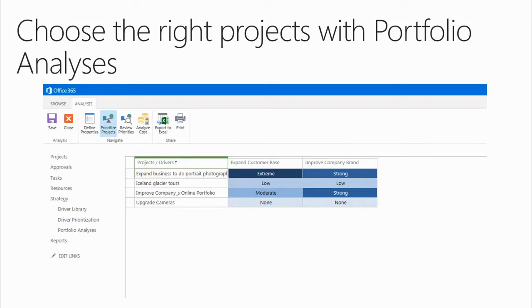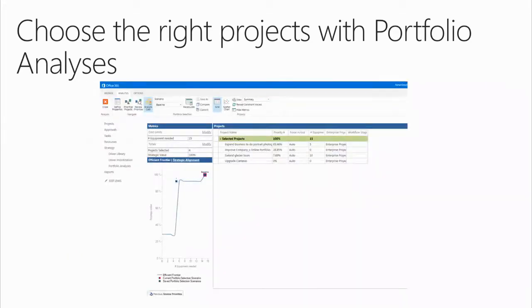So basically you pick a list of all the projects you want to work on. These are some of the projects that we imported from the ideation task from a SharePoint list. And we say, okay, this one, expanding the business to do portrait stuff, has extreme impact on the customer base, and it actually improves the brand very well. Upgrading the cameras doesn't really expand the customer base at all, and it doesn't improve the brand either. It's a cost that we need to take on. So you define it this way.